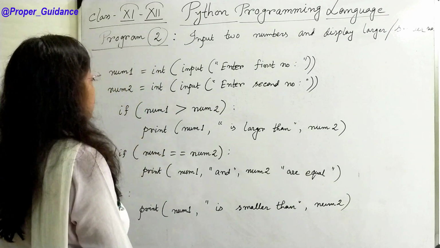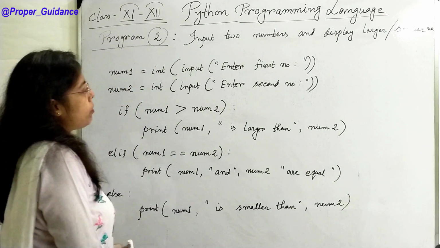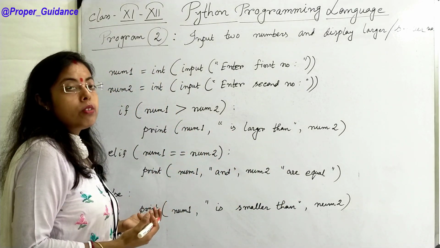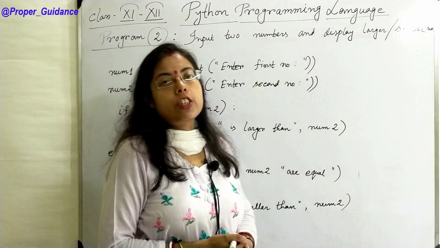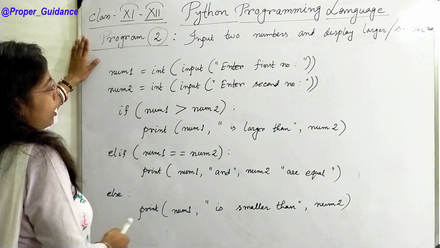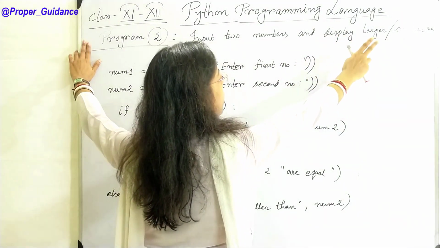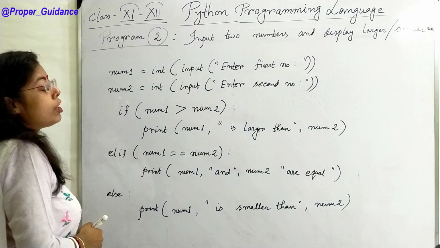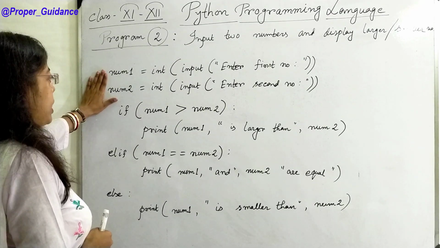Today we are going to learn program number 2 of the Python programming language, that is, taking input of two numbers and displaying which is the larger and smaller one. So what is the program? Input two numbers and display the larger or smaller number. So in the first line you have to write down the variable name.